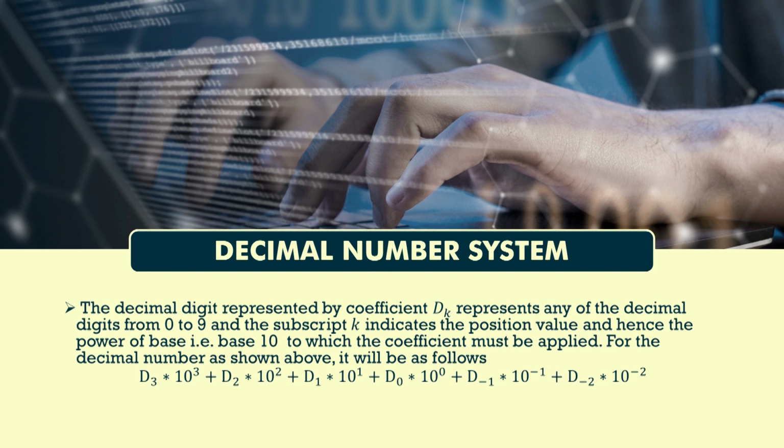For the decimal number system as shown, it will be as follows: d3 into 10 raised to 3, where 10 raised to 3 shows the positional weight, plus d2 into 10 raised to 2, that is the positional weight, plus d1 into 10 raised to 1, that is the positional weight, that is the tens place, plus d0 into 10 raised to 0, that is the unit place or the ones place. This is the integer part of the decimal number system.